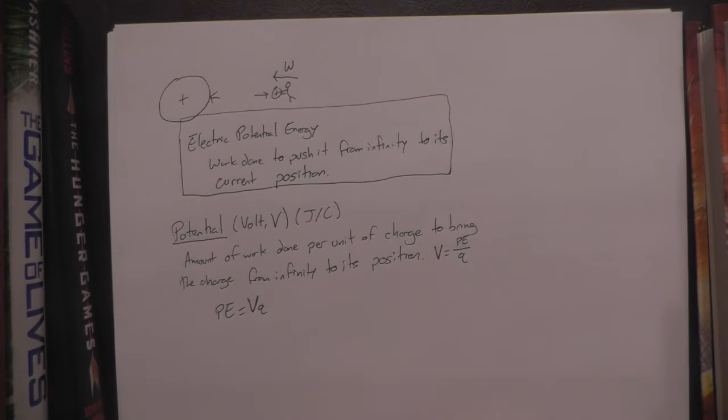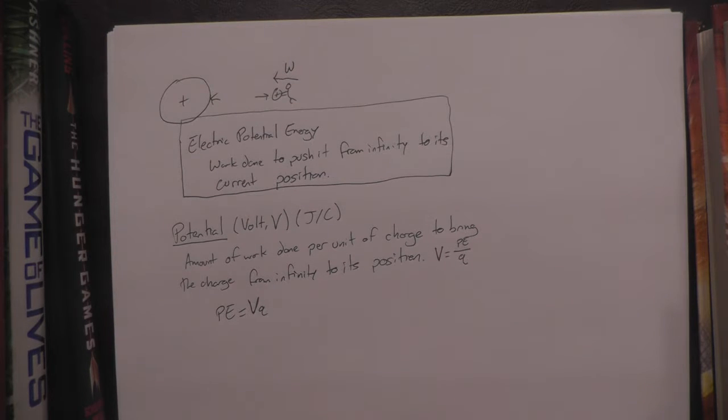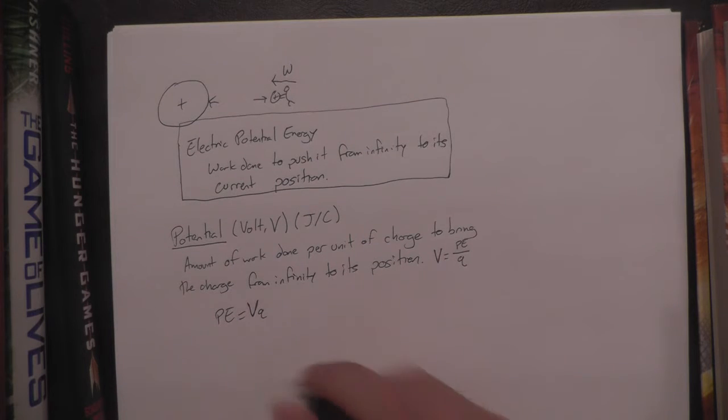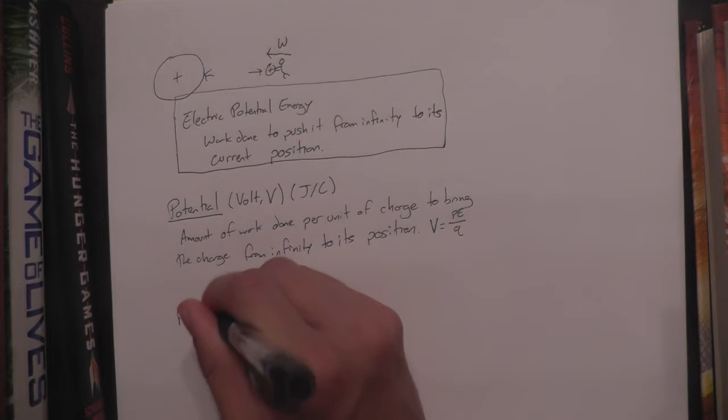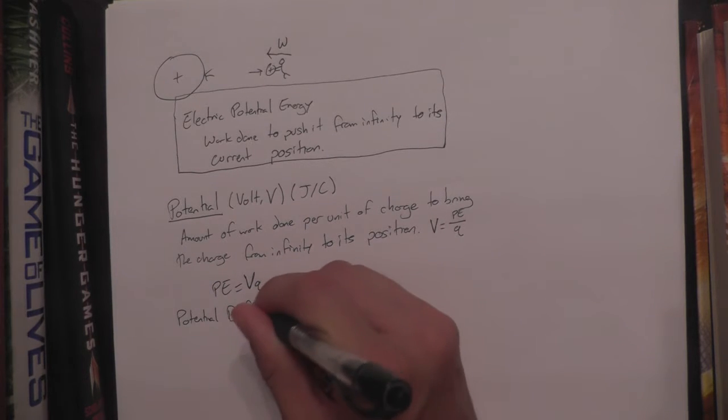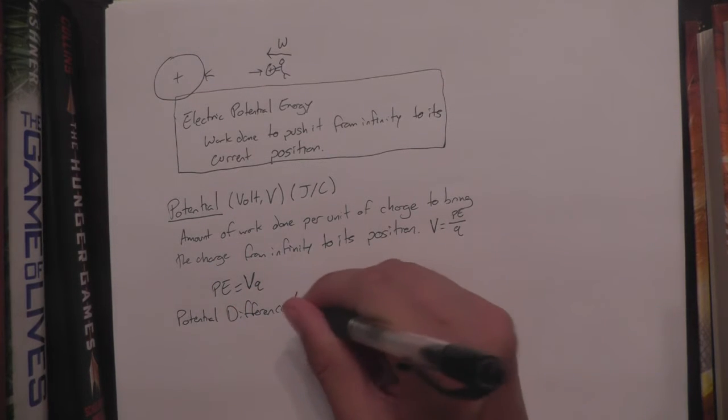One problem here. We can't exactly calculate the single potential of one single charge. It's kind of difficult. So what we do instead is we use something called potential difference, whose symbol is PD.